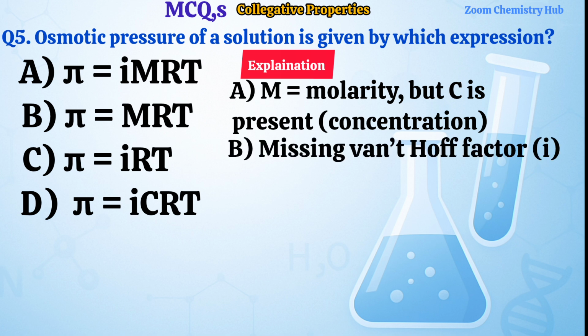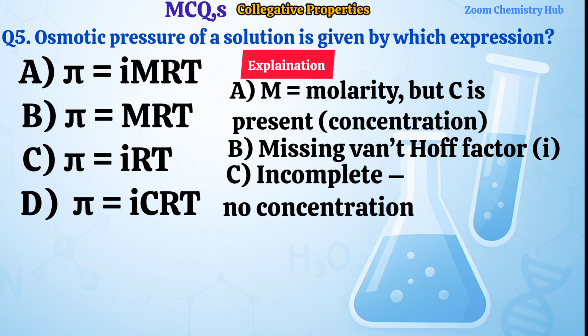Similarly, option B. Here you can see that the osmotic pressure is also related to the van't Hoff factor, that is i. Here in option B, the van't Hoff factor is missing, so it is also incorrect. Similarly, option C, that is osmotic pressure is equal to iRT. We know that the osmotic pressure also depends on the concentration, so here the concentration is also missing like in option A, so it is also incorrect.